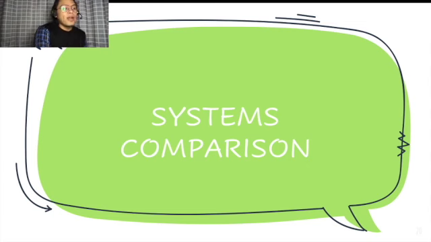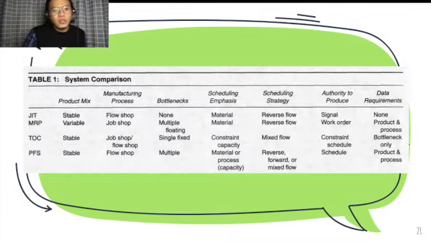Then we need to compare the systems. So let's try to identify. This is the system comparison of the four scheduling techniques that is actually presented in the journal. We have the JIT, the materials resources requirements planning, the theory of constraints, and the PFS. As a business grows the scale of its operation, it often needs to change its methods of production to allow greater production capacity.